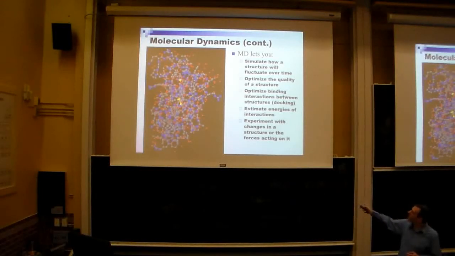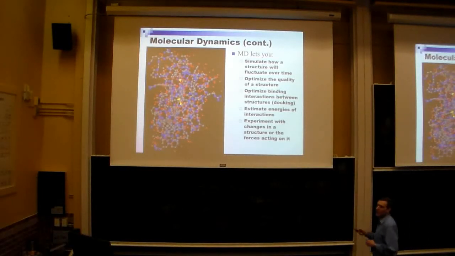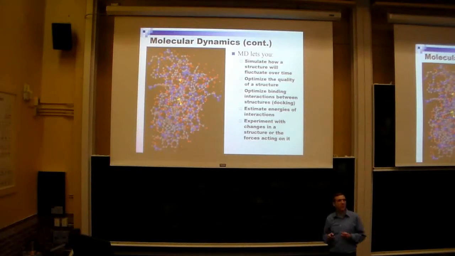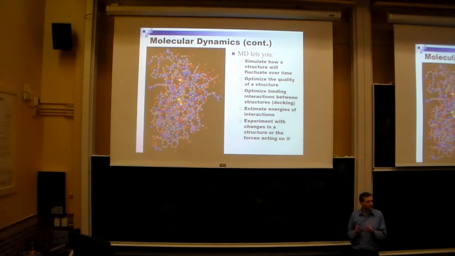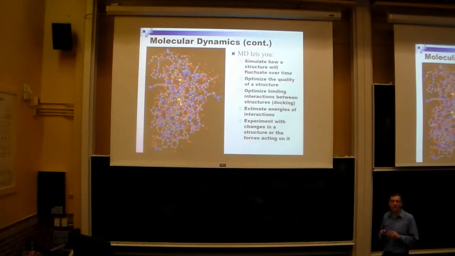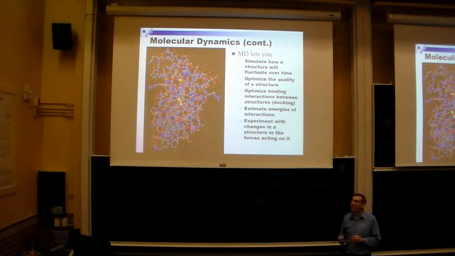We can get energies of these interactions, and we can try various kinds of virtual experiments that might be difficult to do in the lab. So to try a virtual mutation, changing some of the amino acids, and seeing in the computer simulation if this seems to affect the function of the protein in a way that might be of interest to us.